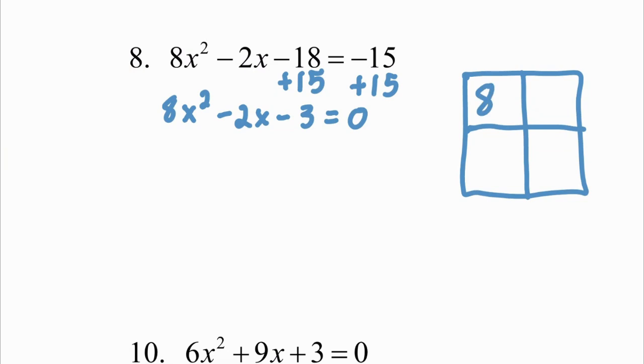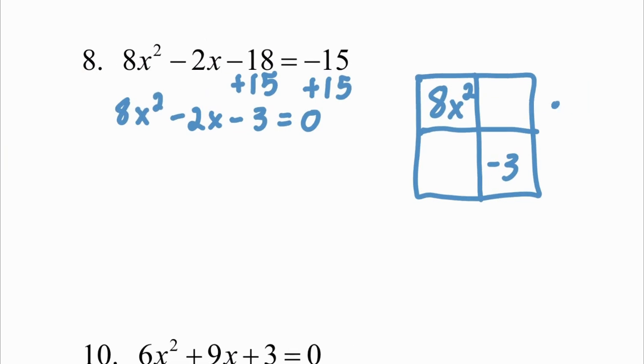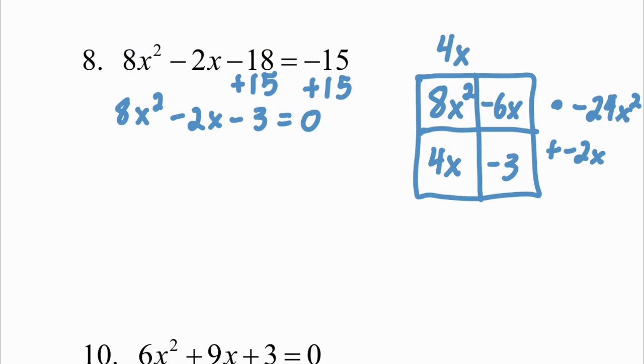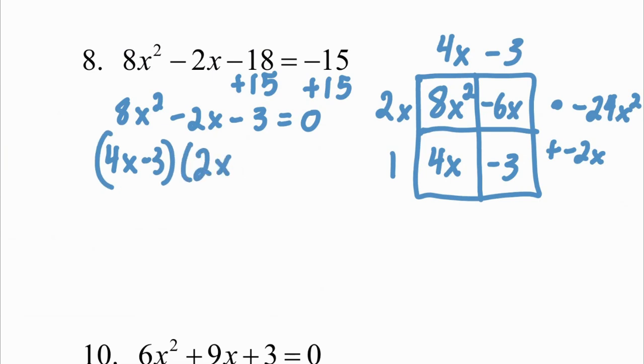And I can say highest degree term in the upper left, 8x squared, lowest degree in the bottom right, and we'll multiply them together. So we want something that multiplies to a negative 24x squared, but adds to the middle term of negative 2x. So the two numbers that do that are going to be a negative 6x and a positive 4x. So out of the first column, I can take out a 4x. Out of the second column, I can take out a negative 3. The first row, I can take out a 2x, and the second row, I can only take out a 1. So we have 4x minus 3 times 2x plus 1. And again, we set each of those equal to 0 and solve.